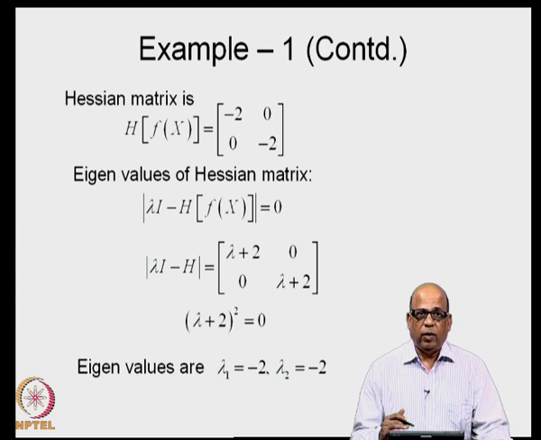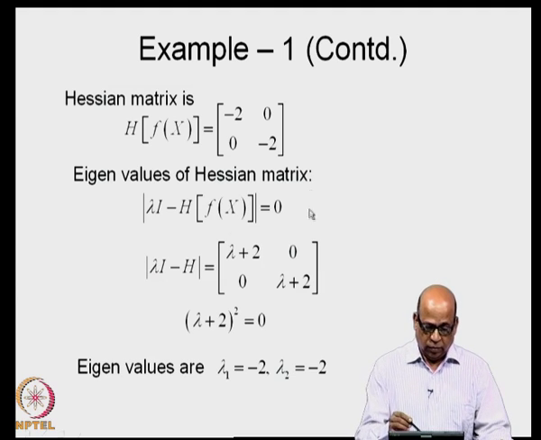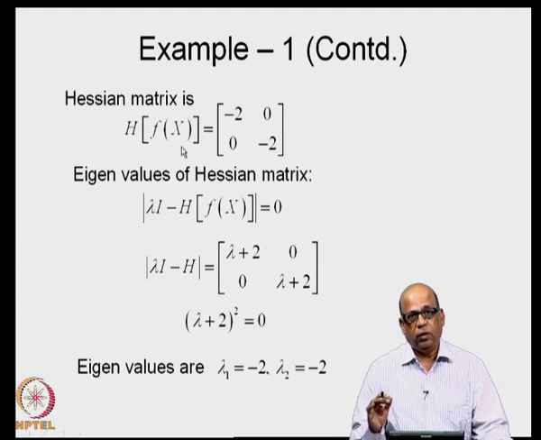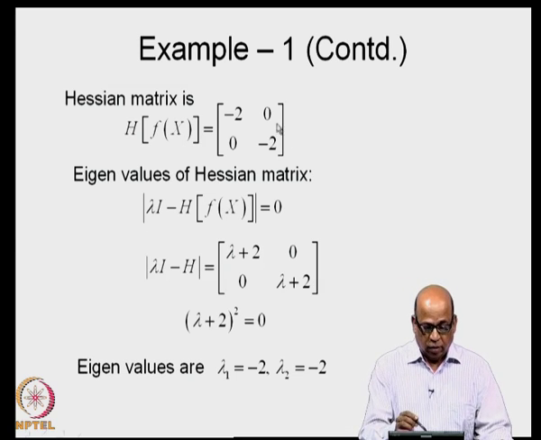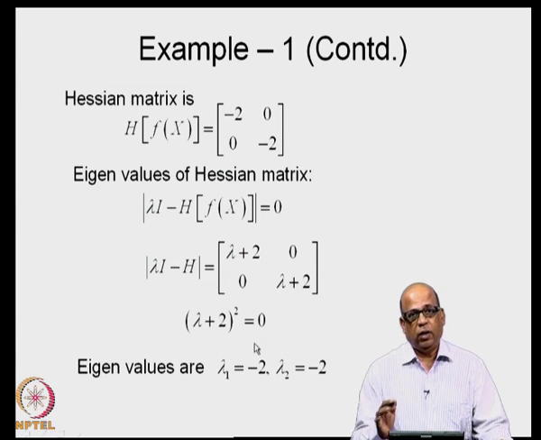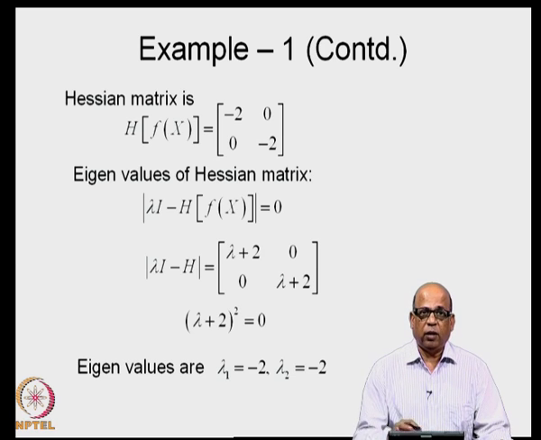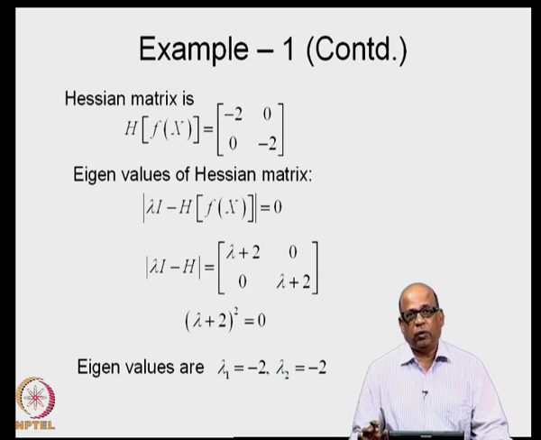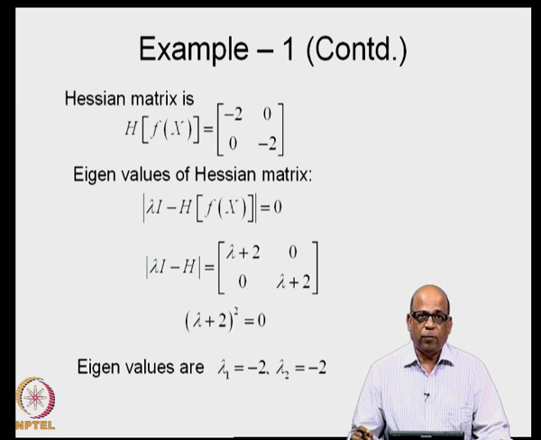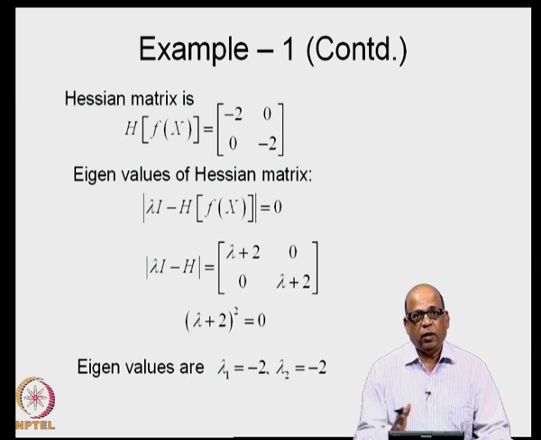Because both the lambda values are negative, this Hessian matrix is a negative definite matrix. And further, because the lambda values are not dependent on x1 and x2, it means that the lambda values remain negative for all the values of x1 and x2 over which the function has been defined. And therefore, the Hessian matrix is a negative definite matrix over the entire range of the function.